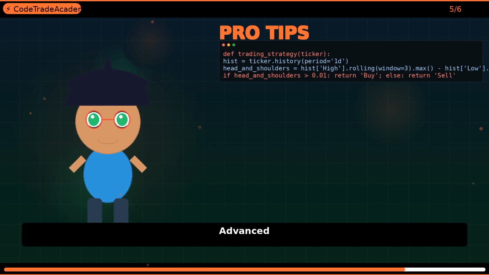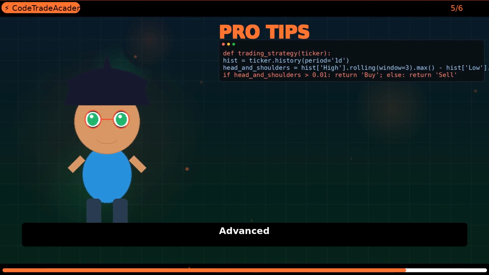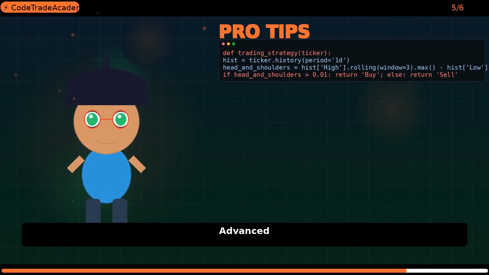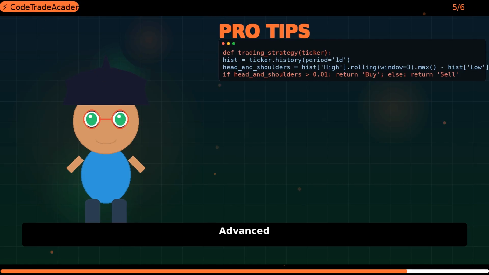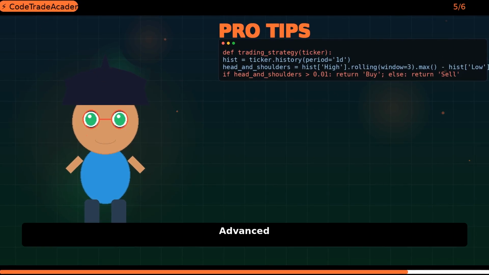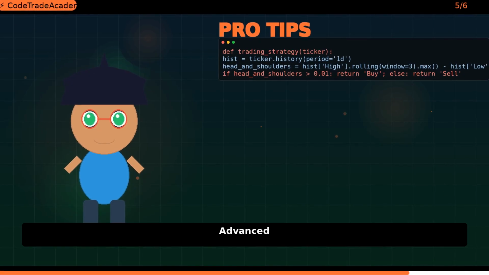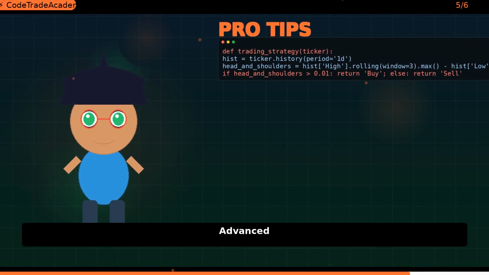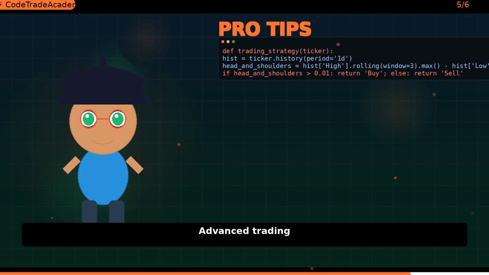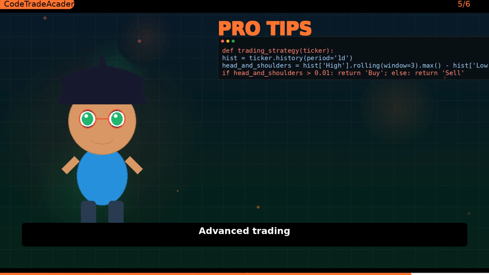Now that we've covered the basics and looked at a real example, let's talk about some pro tips for using chart patterns in trading. One of the most important things to remember is to always use multiple indicators when making a trade. Don't just rely on one pattern. Use a combination of technical and fundamental analysis to get a complete picture. Another tip is to always set stop losses and take profits. This will help you limit your losses and lock in your gains.